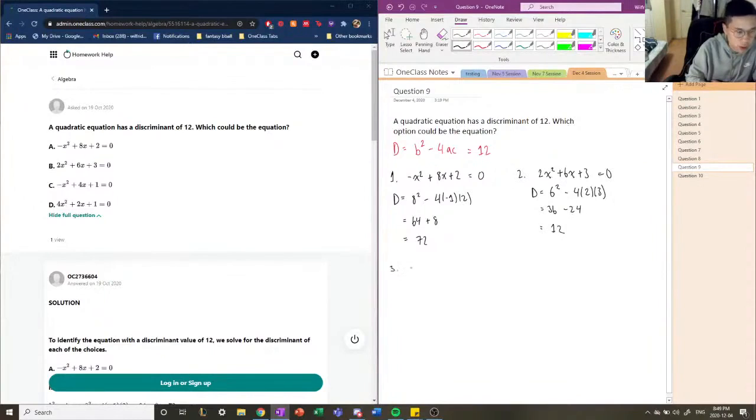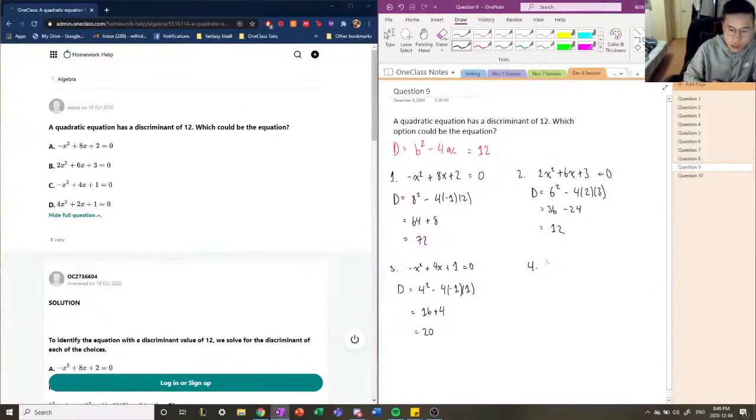Our third one is negative x squared plus 4x plus 1 equal to 0. A equals negative 1, B equals 4, C equals 1. So that's 4 squared minus 4 times negative 1 times 1, which gives us 16 plus 4, which is equal to 20. Okay, so that's not equal to our discriminant.